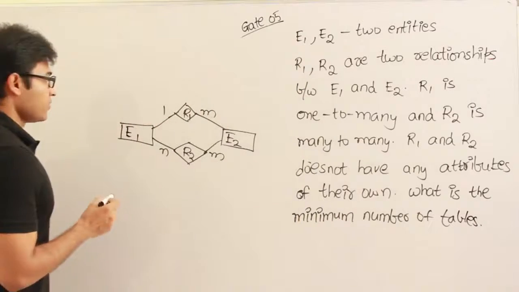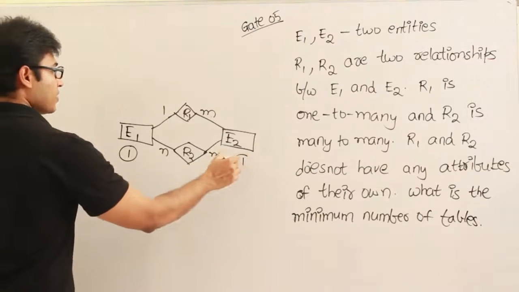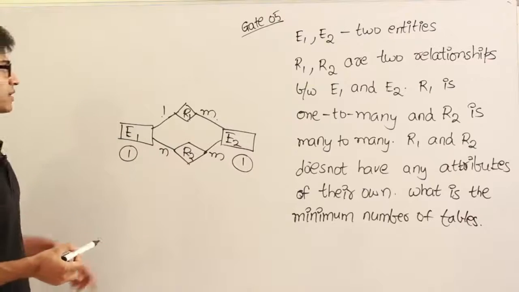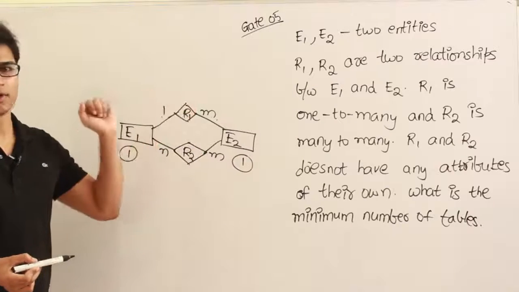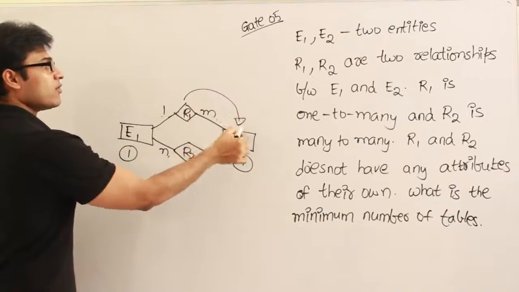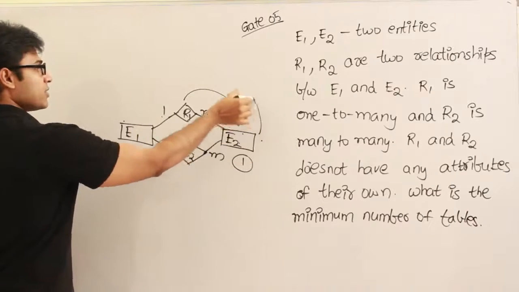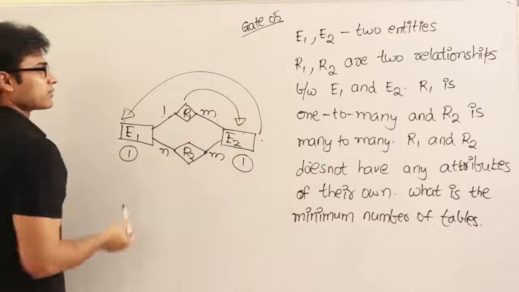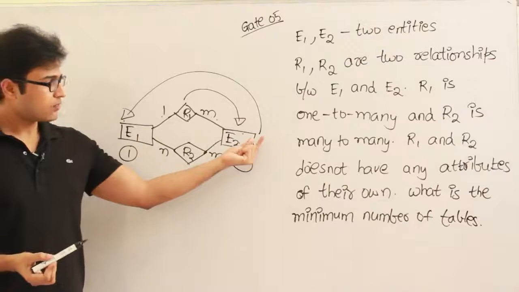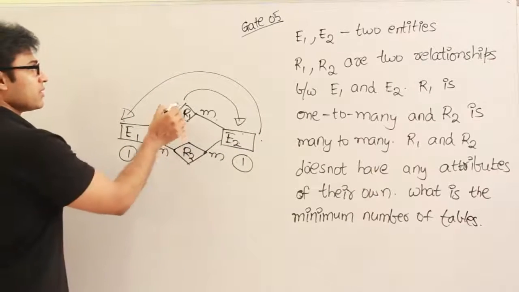Now for every entity we are going to add a table. So one table is required for this one, and one table for this one. I told you that in the case of one-to-many relationships, we can represent the relation as a foreign key in one of the tables. Which table? The many side. If this is the many side, I can represent this relationship here by taking the primary key from E1 and adding it to this table as a foreign key, which will refer to the primary key of E1. So how many tables? For this relationship, no table is required.